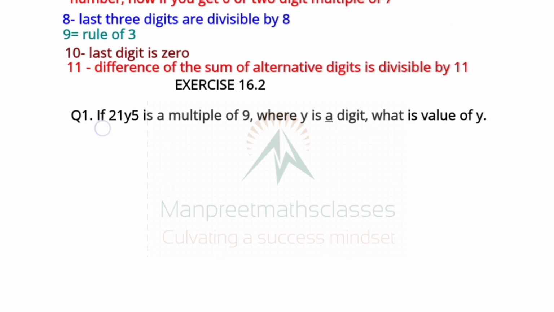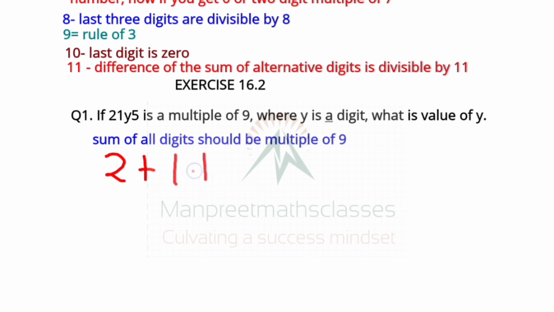Question of exercise 16.2 is: if 21y5 is a multiple of 9, where y is a digit, what is the value of y? We have studied the divisibility rule of 9. Sum of digits is divisible by 9. So here also we will follow the same rule. According to the rule, sum of all the digits should be a multiple of 9. So we will check it. Here our digits are 2 plus 1 plus y plus 5. Means this sum should be divisible by 9.